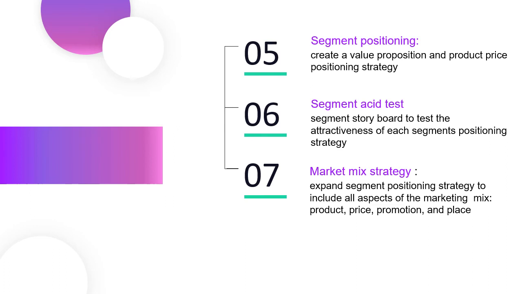And the fifth step is segment positioning. For each segment, create a value proposition and product price positioning strategy based on the segment's unique customer needs and characteristics. And the sixth one is segment acid test. Create a segment storyboard to test the attractiveness of each segment positioning strategy. And seventh one is marketing mix strategy. Expand segment positioning strategy to include all aspects of marketing mix, that is product, price, promotion, and place.